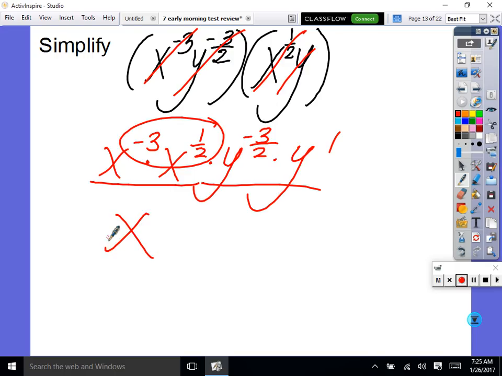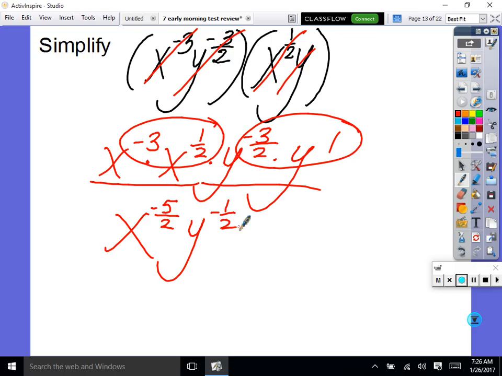So we would do negative 3 plus 1/2. Math, enter, enter. Will somebody do that? And then when you multiply, you add. This one's negative 5/2. And then negative 3/2 plus 1. Negative 1/2. Is that right? Okay, perfect.